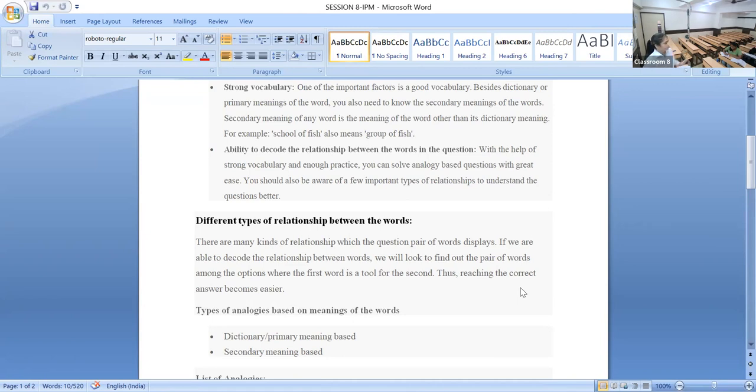Basic. Context. Awesome. Clear? Okay, so here you can just write down under the strategy, second bullet mark. Whatever you wrote, decode the context. Second would be: first word is a tool for second. First word is the tool for second.